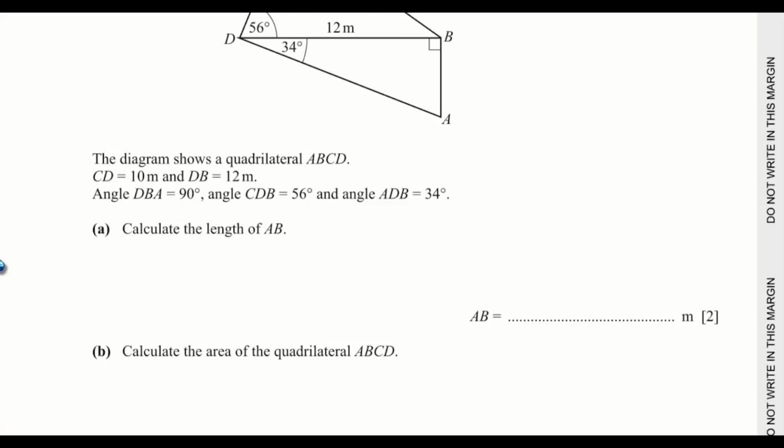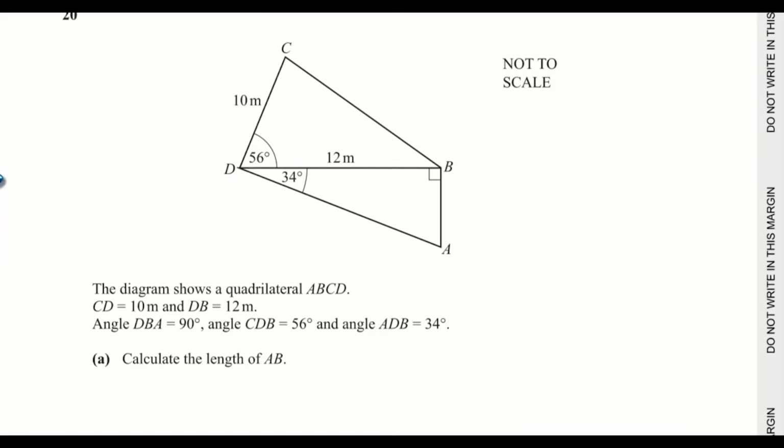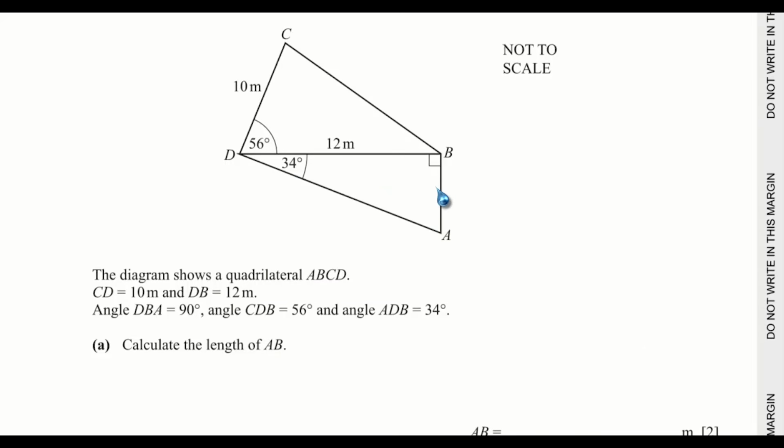So to calculate the length of AB, I think we can just use the sine rule to do that. Let me just write here because I don't want to scroll down. You know this angle, right? You can get this angle BAD, or DAB. Okay, BAD will be equal to 90 degrees minus 34, that is equal to 56 degrees.